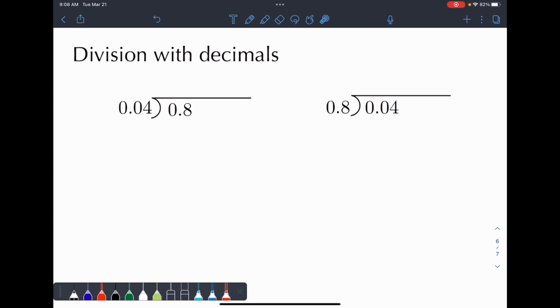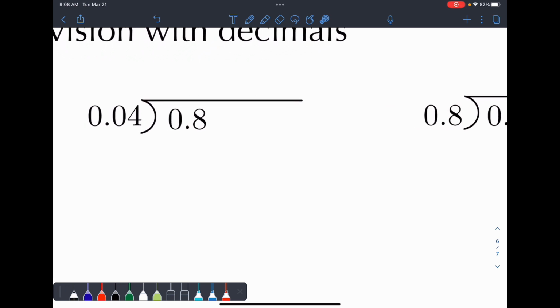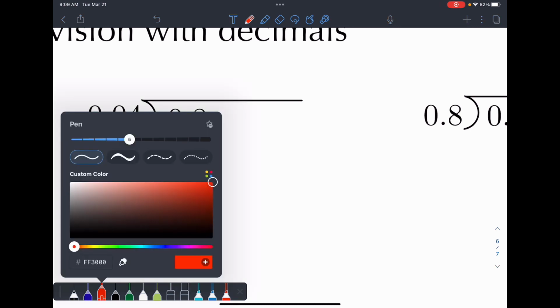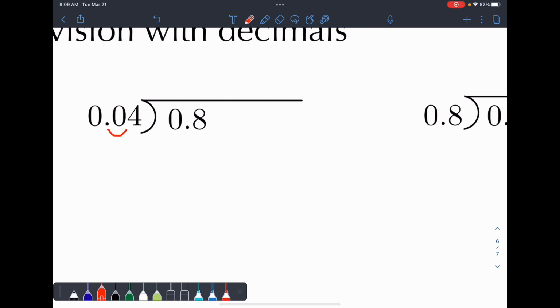Okay, so the trick we do here is we move the decimal point in the divisor over until we have just a whole number left. So in this case, maybe I can zoom in here. We do the following. So I'll do it in red. Let's make my pen a little smaller. So we're going to take the decimal and we're going to move it over 2 decimal places. Okay? So we can ignore all of that part and we're just left with 4.